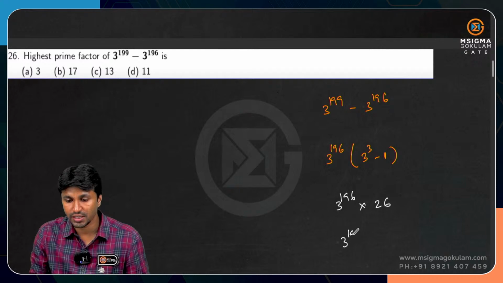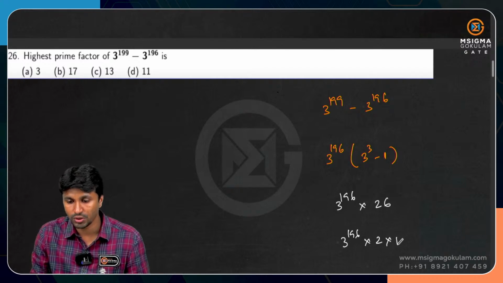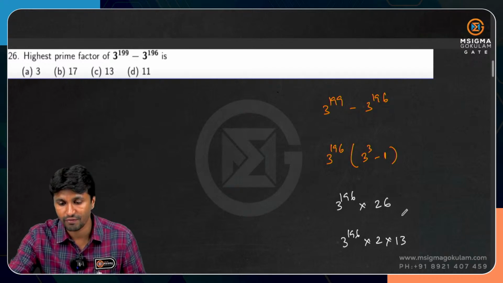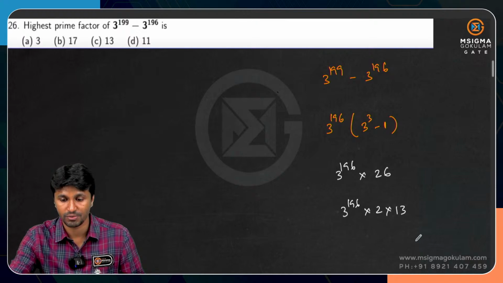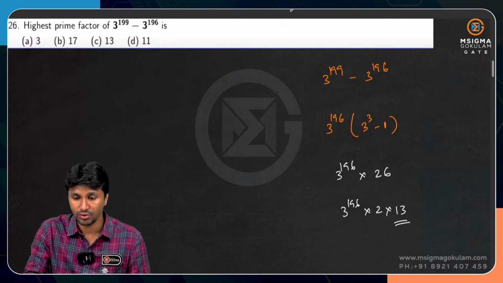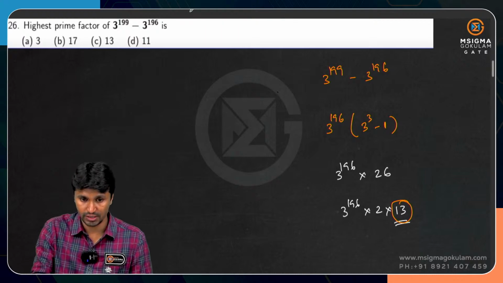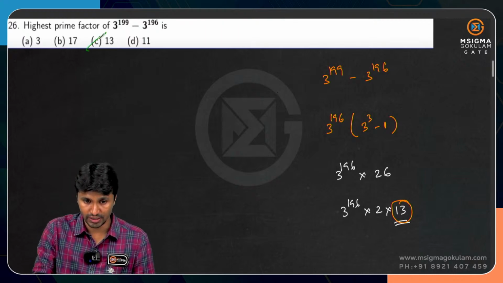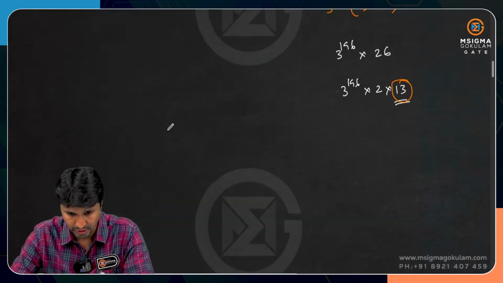So 26 I can write as 2 into 13. So therefore you can clearly see that we have factorized this number in terms of prime numbers. So what is the highest prime factor? You can clearly see that the highest prime factor is 13. Therefore the correct answer is C, right?